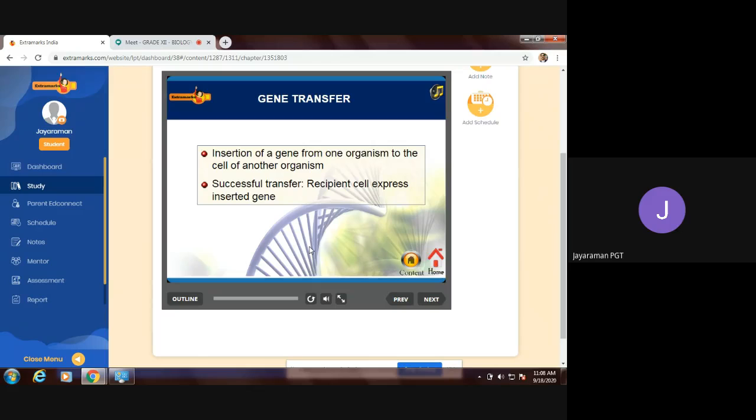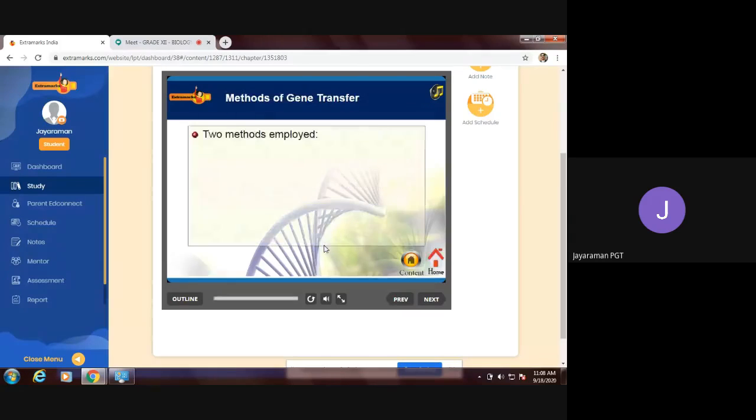Then there are the gene gun and other methods, like microinjection. These are the methods where you are forcibly inserting the gene directly into the host cell. So these are the different methods of gene transfer, direct and indirect methods. If you want, you can take notes here also.